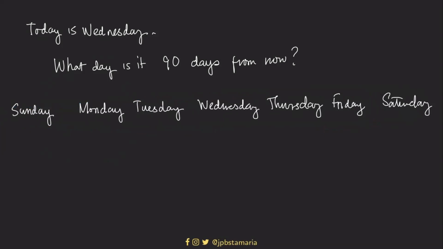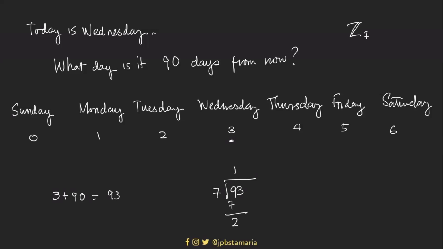So, segue tayo ha, kasi I want you to follow the proof, hindi lang basta may proof tayo. 0, 1, 2, 3. Iko-code ko siya as like this, parang Z sub 7. Okay? So, we are now at 3. When you say 90 days from now, you add 90 to 3, so I get 93. So I'm going to divide that by 7. 1, 7, 23.